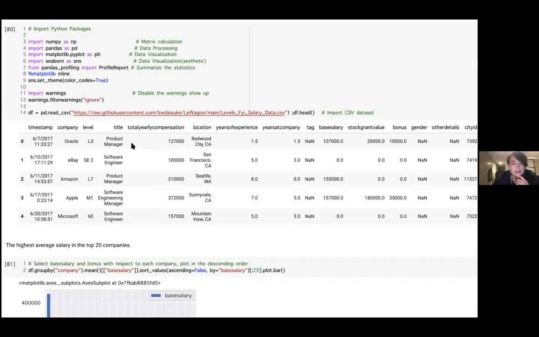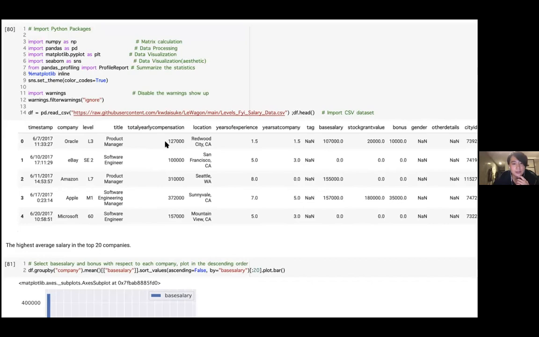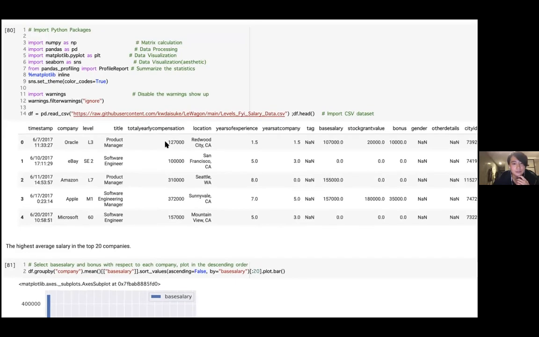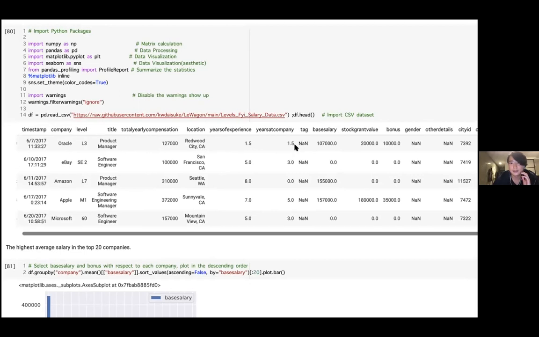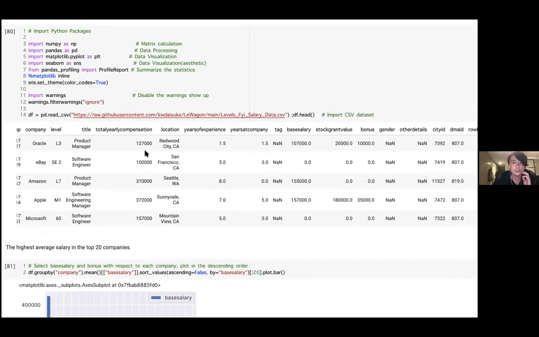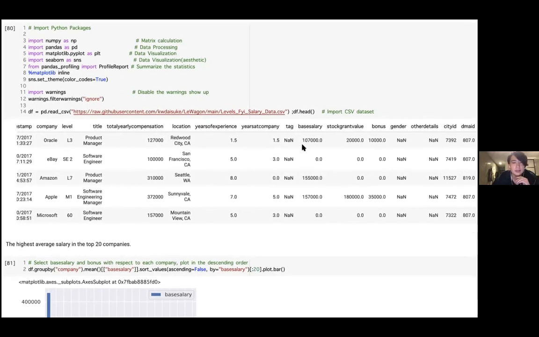And their salary. For example, this guy has $127,000. So in Japanese yen, it's like 13 million. It's quite high. And he's a product manager. Oh, sorry, it's actually here, the base salary. This is the compensation, so it's the total. It's around $1,000,000, yes, around $1,000,000.